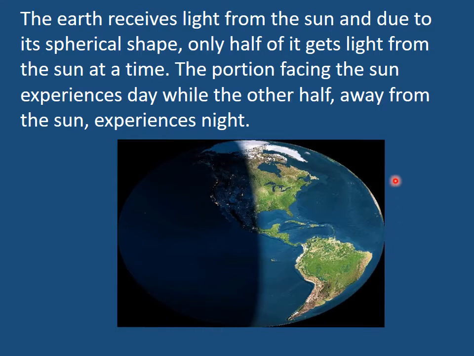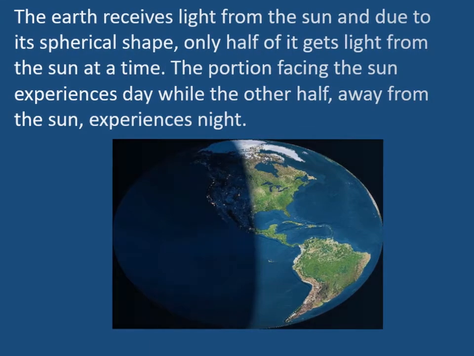The portion of the earth facing the sun receives light and experiences day, and the other half remains dark and experiences night. Are you all clear? Due to its spherical shape, only half of the earth receives light from the sun and experiences day, and the place far away from the sun remains dark and experiences night. Are you all clear? Very good. We'll move to the next slide.